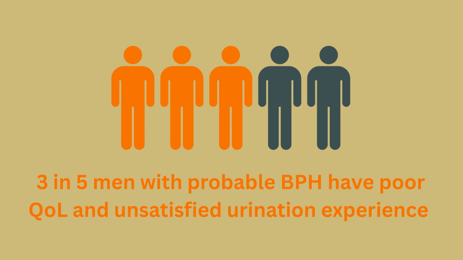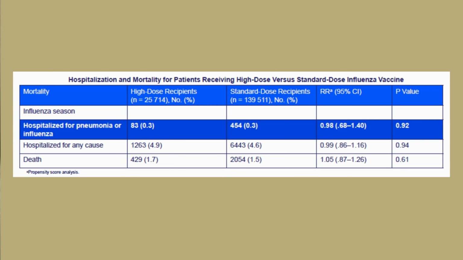Let's look at another example. In this table, the author compares patients who received the high dose vaccine to those who received the standard dose, and highlights how the rate of hospitalization differs between these two groups. Instead of just reading the numbers, wouldn't it be more powerful to see this difference through a simple and clear graphic?